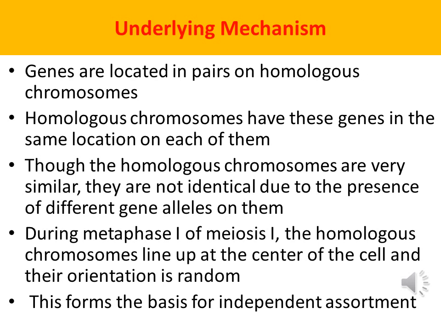The underlying mechanism of the law of independent assortment is that genes are located in pairs of homologous chromosomes. Homologous chromosomes have these genes in the same locations on each of them. Though the homologous chromosomes are very similar, they are not identical due to the presence of different alleles of the genes on them. During metaphase 1 of meiosis 1, the homologous chromosomes line up at the center of the cell and their orientation is random. This forms the basis of independent assortment.